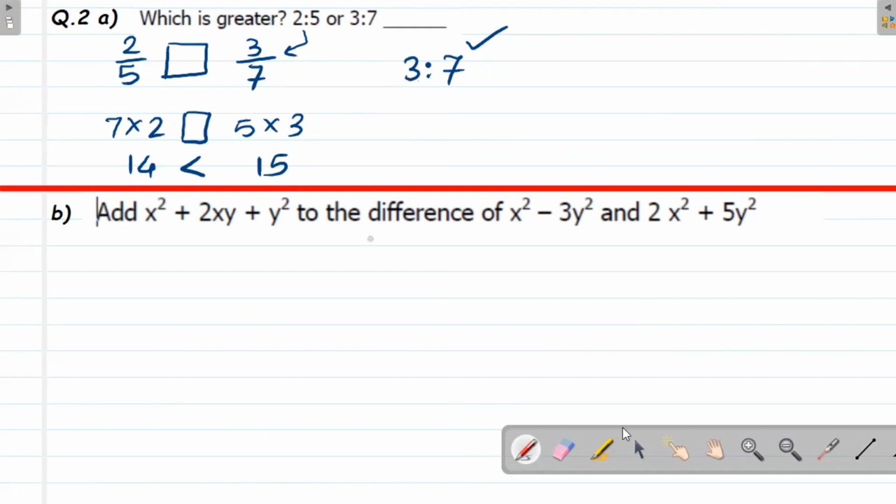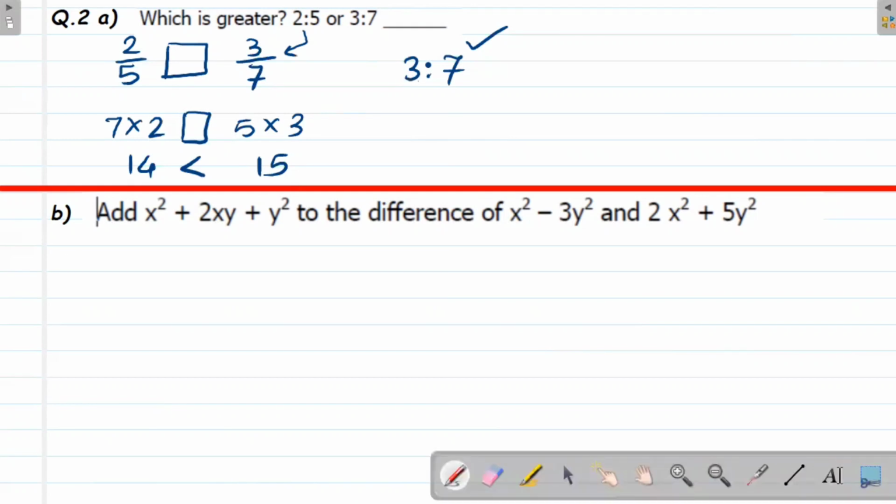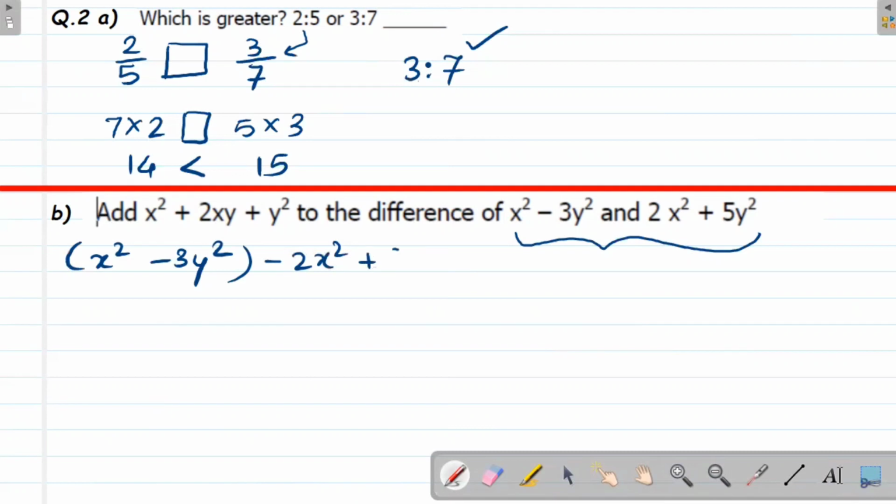Now next is question from algebraic expression. Add x square plus 2xy plus y square to the difference of x square. So first what we will do, we need to take the difference of these two. So first we will solve that. X square minus 3y square minus 2x square plus 5y square.